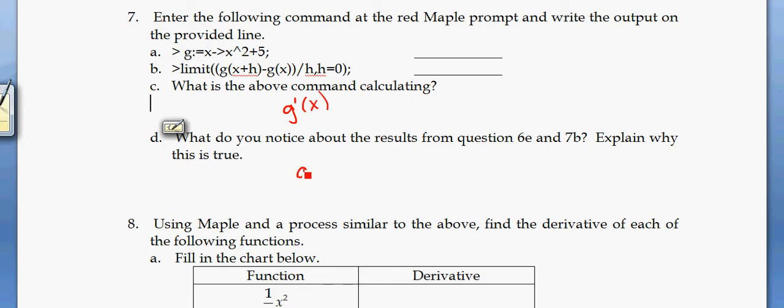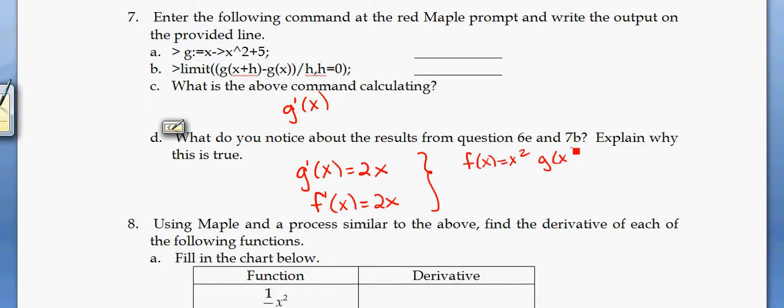And what you should find is when that g prime of x is 2x, which is the same thing as what we got above when we took the derivative of f of x, which was x squared. So the point here that I'm supposed to be showing you is that when f of x was x squared and g of x is x squared plus 5, they both had the same derivative.